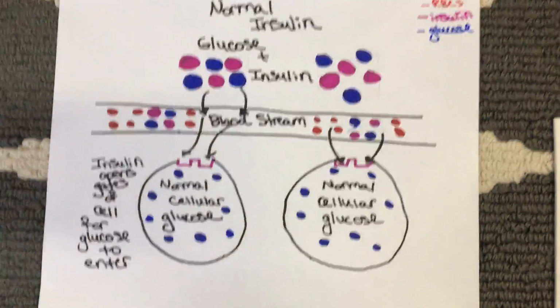So, type 2 is very different from type 1. The basic difference is that with type 1, you have no insulin. With type 2, you either have a lot of insulin or not enough. So I have some pictures and visual aids to help explain this.